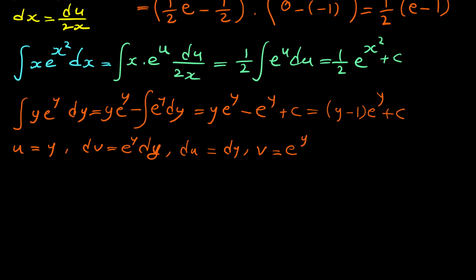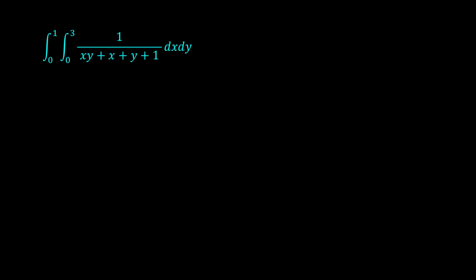Let me show you one more example. Look at this example. Integral from 0 to 1, integral from 0 to 3 of 1 over xy plus x plus y plus 1 dx dy. Let's see if we can find this integral by writing this expression in the form of a product of two expressions, that one of them is only in terms of x, the other one is only in terms of y.